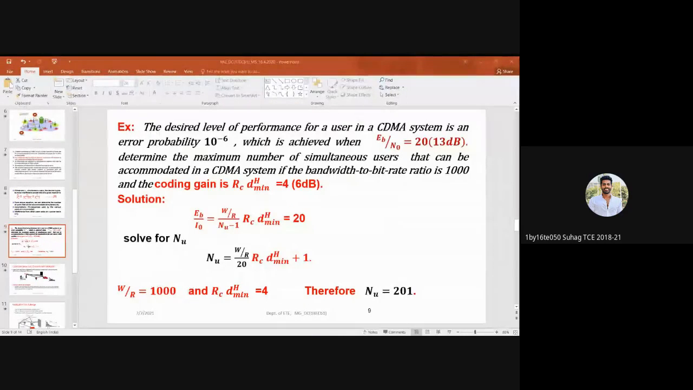Sir, the desired level of performance for a user in a CDMA system is an error probability 10 to the power minus 6, which is achieved when Eb by N naught is equal to 20. Determine the maximum number of simultaneous users that can be accommodated in a CDMA system, if the bandwidth to bit rate ratio is 1000 and the coding gain is Rc into d minimum is equal to 4.